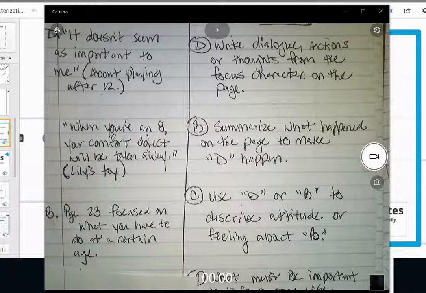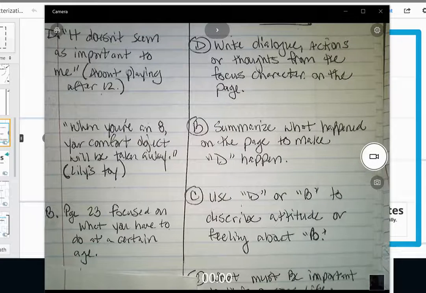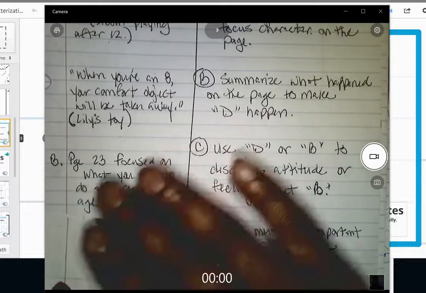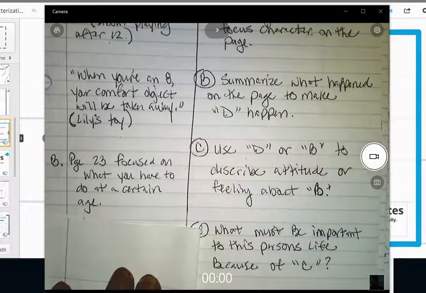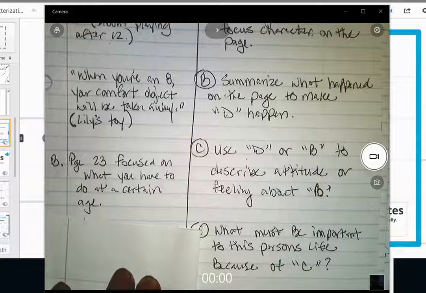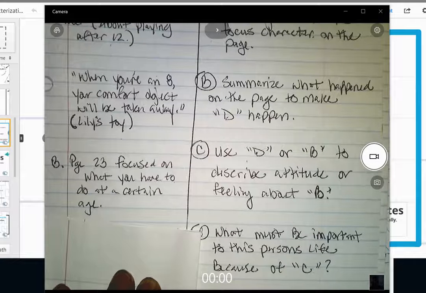Then we have C. And C tells us that now we look at B and we look at D, and we need to then ask ourselves, well, if this is the case, how does mother feel about this? How does the character feel about what's going on this page, about the event, about the situation, about the topic on this page? What's her attitude? What's her feelings on it?